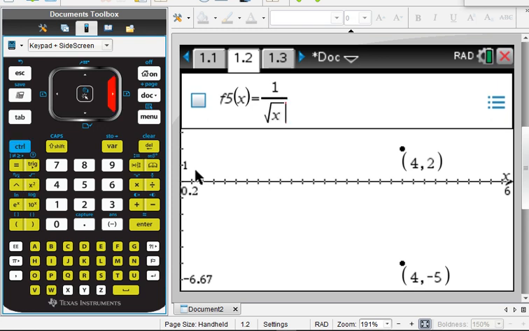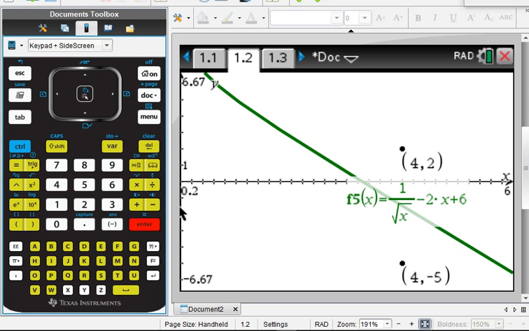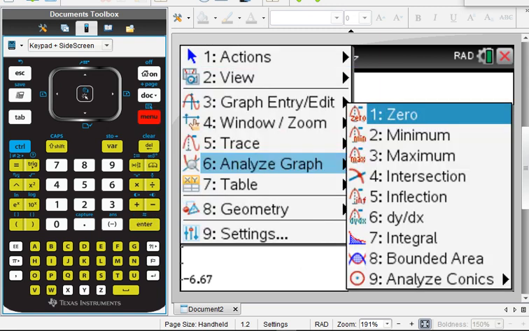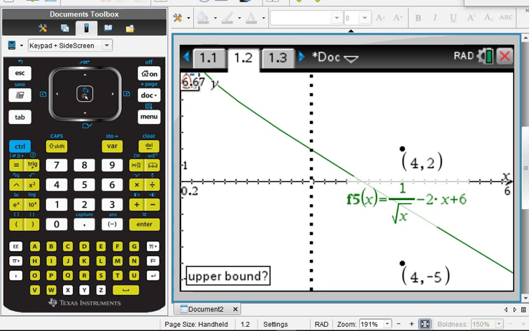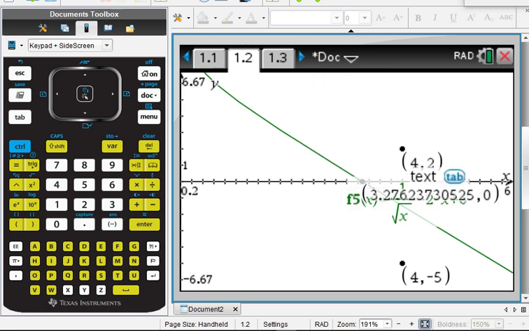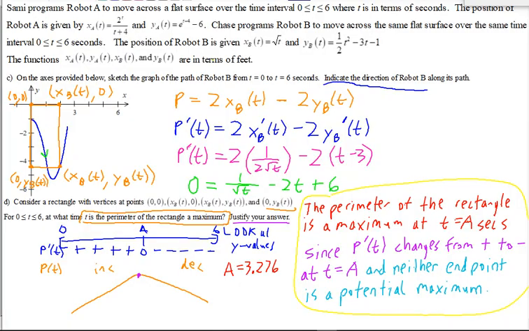Again, to find the zeros, it has to be in regular function mode here. Minus 2x plus 6. And so you get the same graph there. And then menu, analyze graph, 0. Lower bound, click to the left of it, upper bound to the right of it, and you can see you get the same value there. All right, let's look at one more example problem.